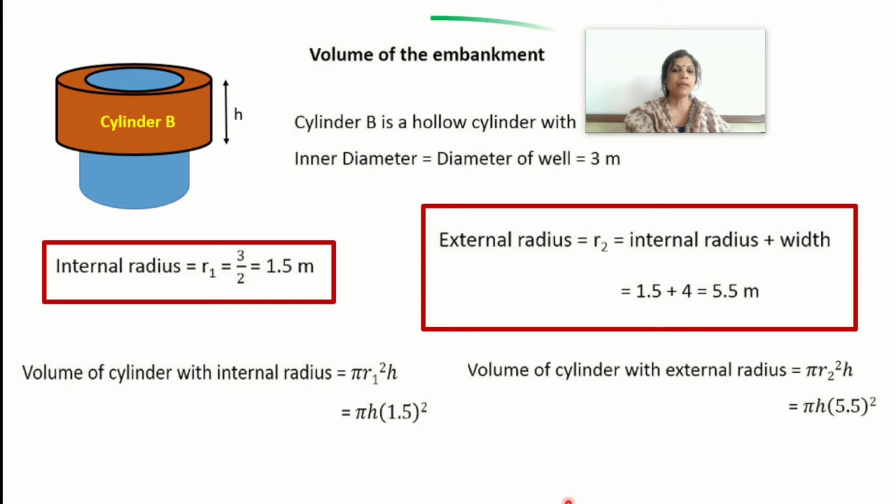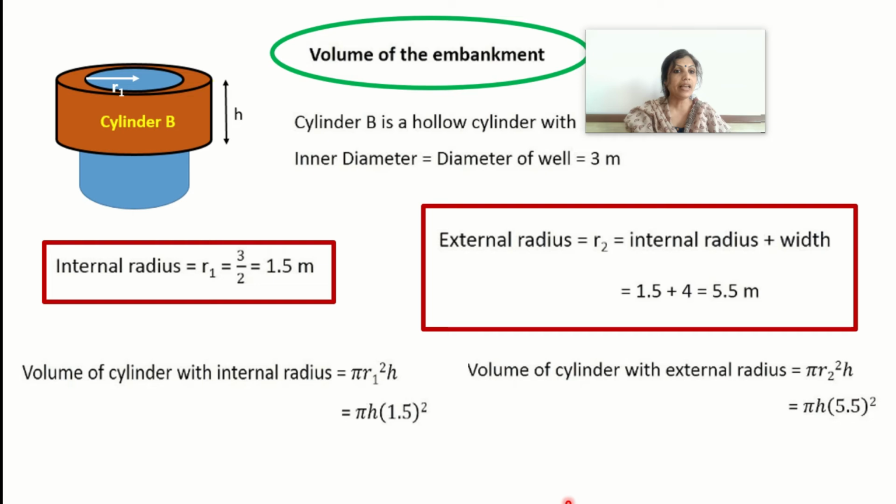Now this cylinder B, it is a hollow cylinder with inner diameter equal to the diameter of the well, and we have written that the diameter of the well is 3 meter. Now let's first understand what is the internal radius. Now inner diameter is 3 meter. So the internal or the inner radius is this, and we will show that by R1. So R1 is equal to 3 upon 2, which is equal to 1.5 meter.